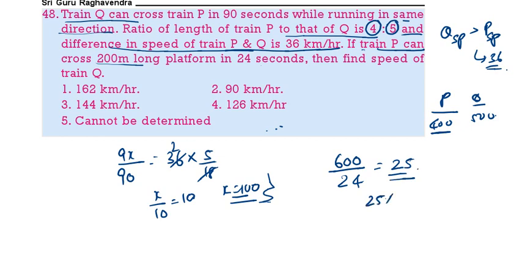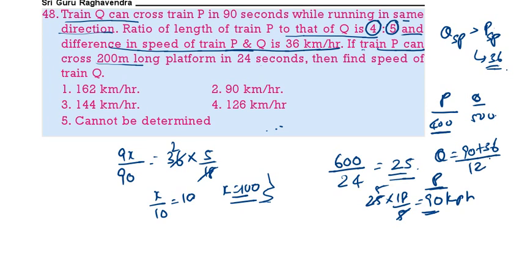This we have to convert into kilometer per hour. 18 by 5. That is 90. So P speed is 90 kilometer per hour. The Q speed is greater than P speed by 36. Therefore, Q is equal to 90 plus 36, that is 126 kilometer per hour. 126 kilometer per hour is the correct answer.